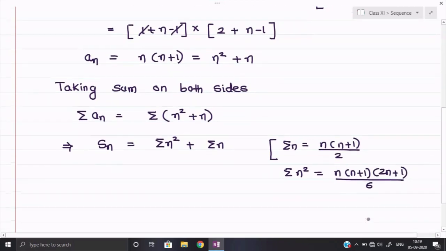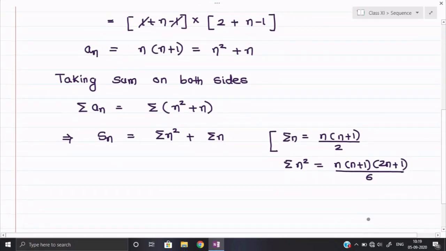Actually, summation n means what? 1 plus 2 plus 3 plus 4 plus dot dot dot up till n. And summation of n square means what actually? 1 square plus 2 square plus 3 square plus 4 square and going up till n square. So here directly we have the formula for both kinds of sequences. So for summation of n square I will apply n into (n plus 1) into (2n plus 1) whole divided by 6, and summation of n will be n into (n plus 1) upon 2, please don't be confused. This is the value of summation n.